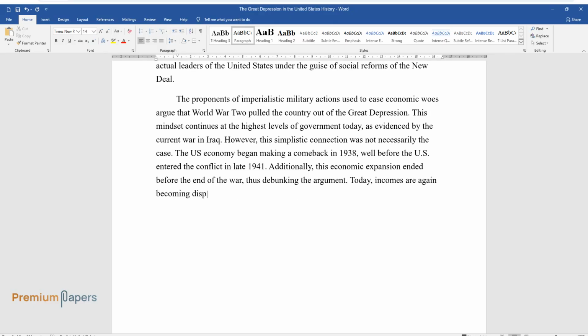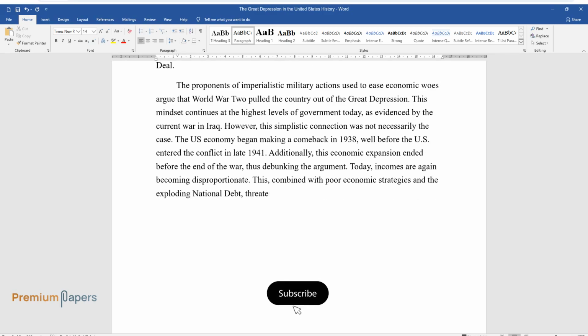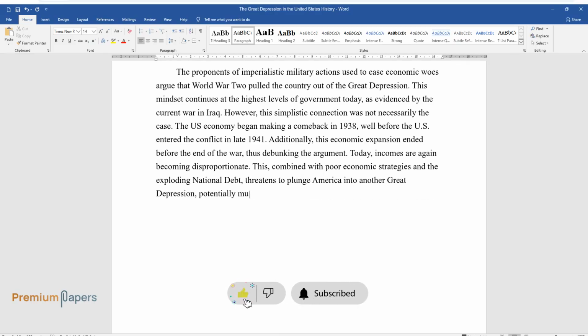Today, incomes are again becoming disproportionate. This, combined with poor economic strategies and the exploding national debt, threatens to plunge America into another Great Depression, potentially much worse than the catastrophe of the 1930s.